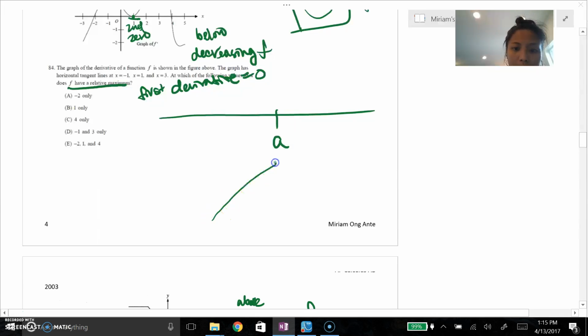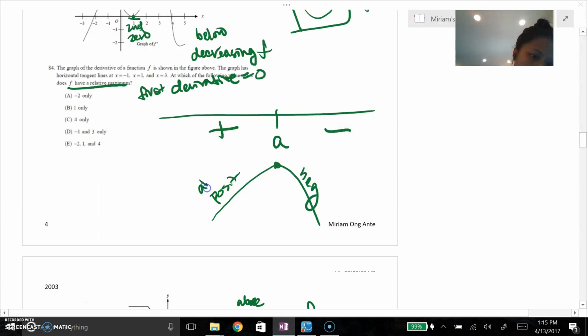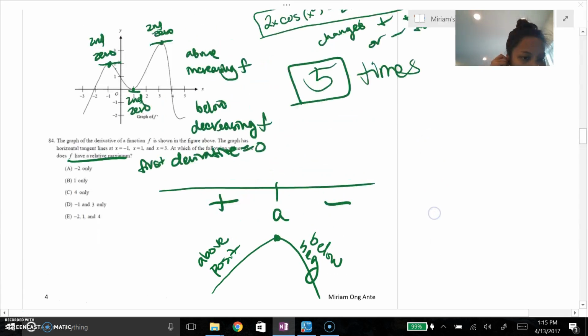To be a maximum, I have to first be increasing, then decreasing. So that means my first derivative has to be positive, then negative. In other words, it has to go from above the x-axis to below the x-axis. So if I'm looking at the graph of the first derivative here, I'm going to erase the extra information about the zeros. We don't need that right now.